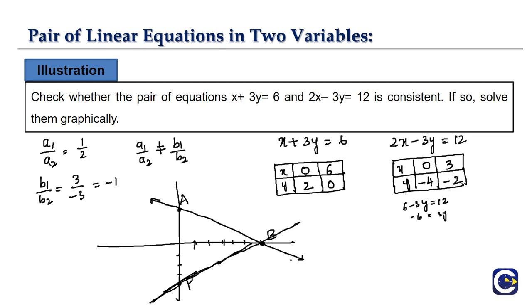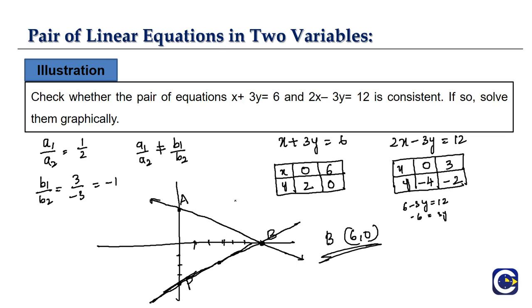Here the common point of intersection of these two lines is point B, which is equal to 6, 0. Let's check this point by substituting: x is 6 and y is 0. Exactly, it satisfies both the equations.